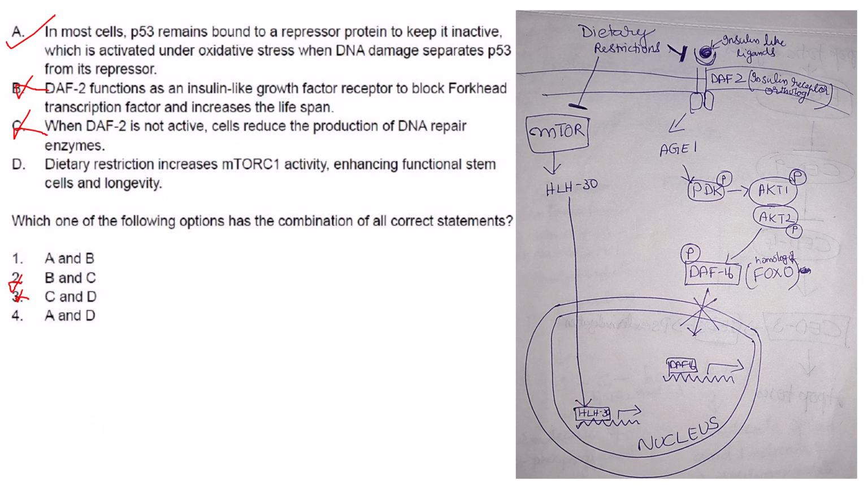So here what is wrong is dietary restriction increases mTORC1 activity. No, it inhibits mTORC1 activity. So D is also not correct. As per your exam answer key, A and B are correct. As per me, B is not correct. I told you already. So that's it.